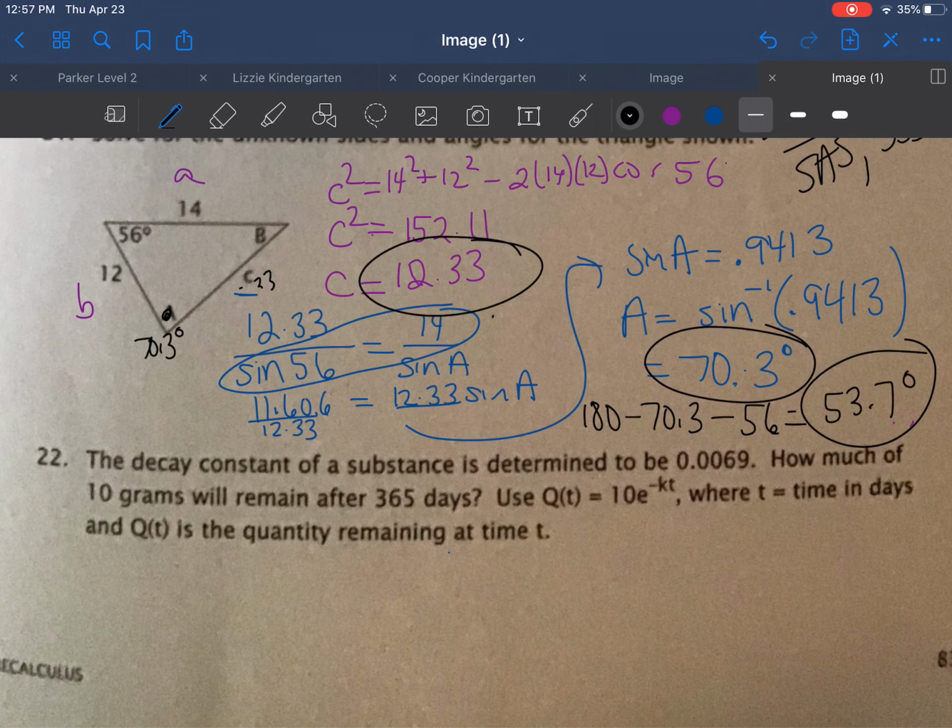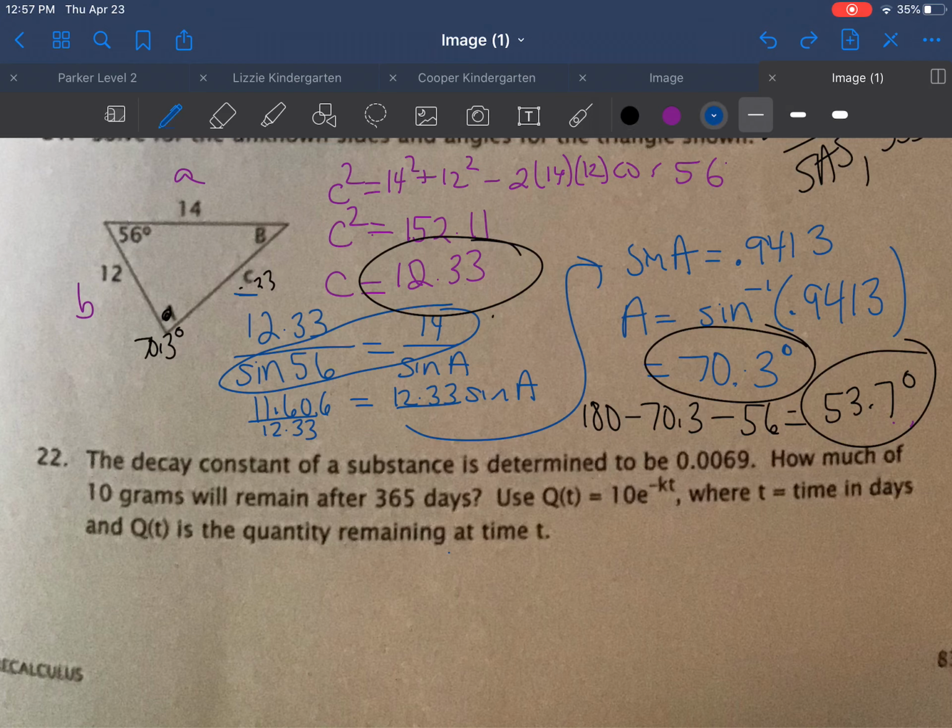Woohoo! Okay, finally, the decay constant of a substance is determined to be such that 10 grams remain after a year. Use this formula where T is time in days and Q of T is the quantity remaining at time T. This 10 grams from the original problem is represented by this 10 in the equation. That's your starting value. It's where it goes in all of these fancy formulas.